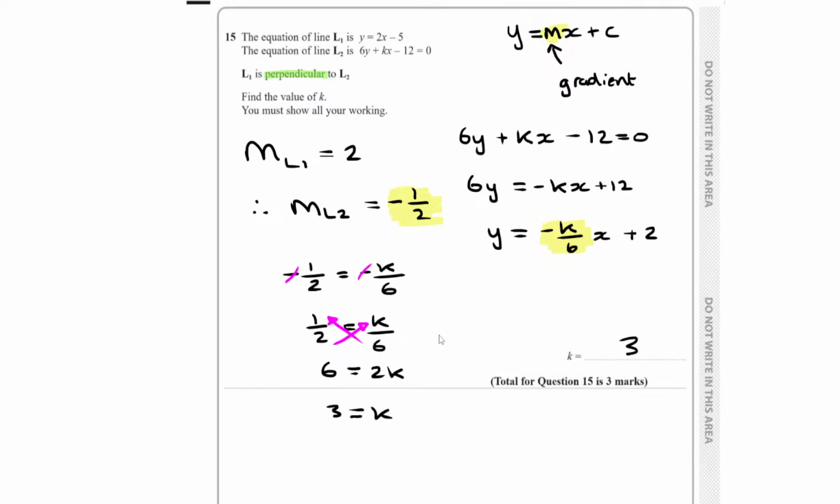I think the k bit's a bit complicated there, but the first bit in terms of working out the negative reciprocal and then also rearranging, you can definitely do that bit. Hopefully that k bit at the end makes sense.